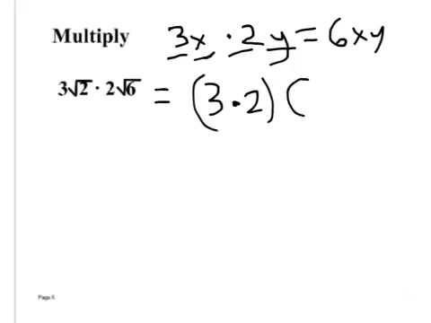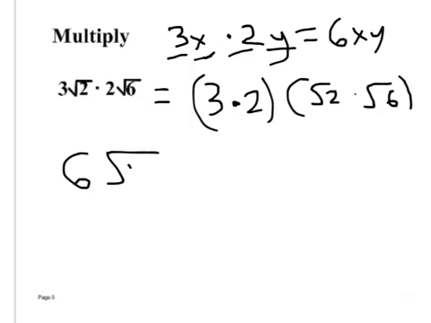Okay. And square root of 2 times the square root of 6. We're going to multiply the radicands. What's 3 times 2? 6. What is the square root of 2 times the square root of 6? 12. 2 times 6 is 12.